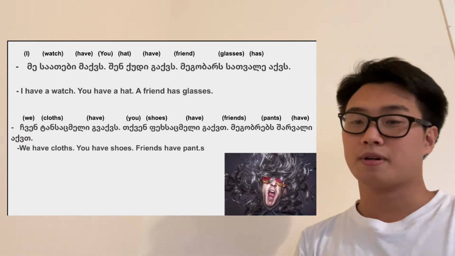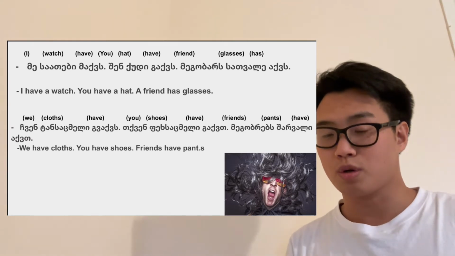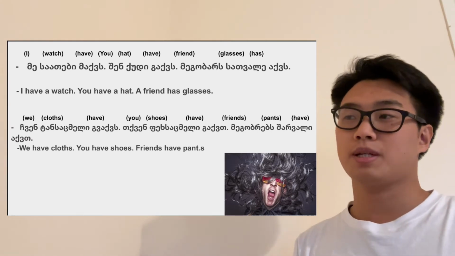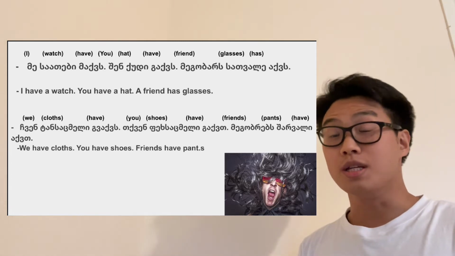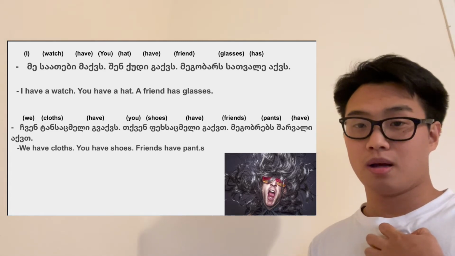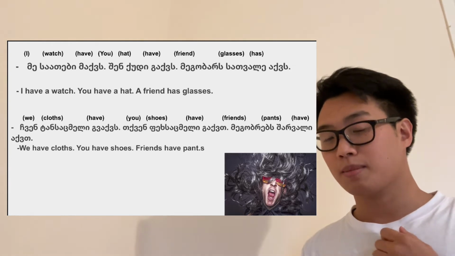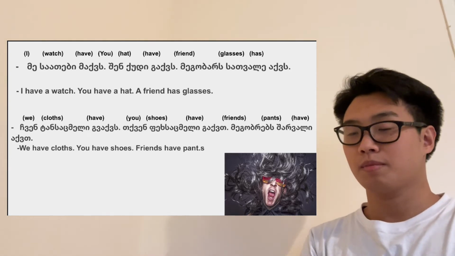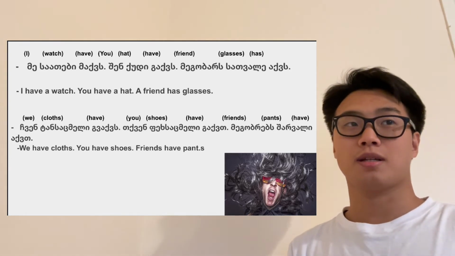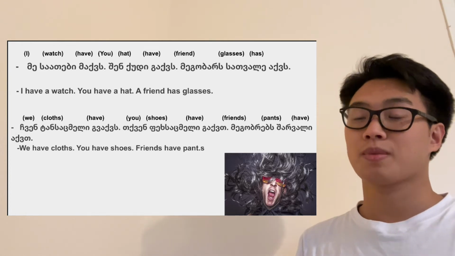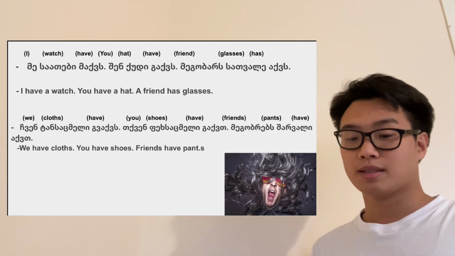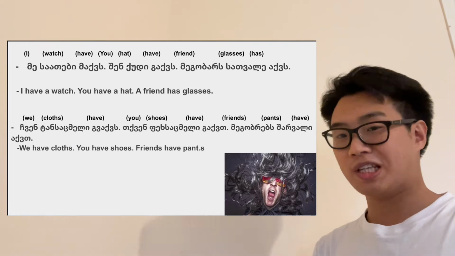So let's take a look at the first example. I have a watch. Watch will be saati in Georgian. So me saatebi maqvs. Saatebi here as well is in the nominative case, not in dative. Me saatebi maqvs. And next, shen kudi gaqvs.